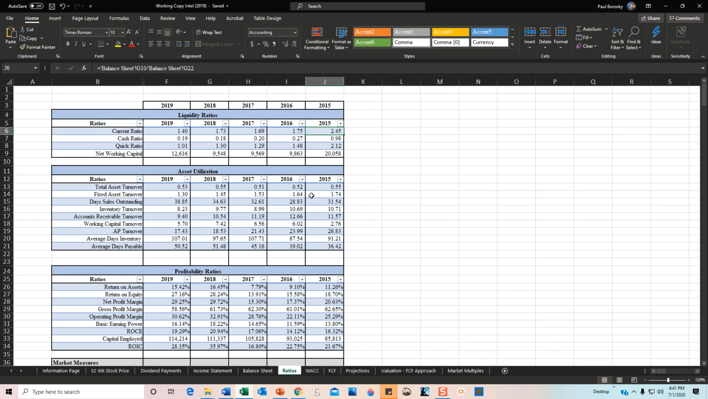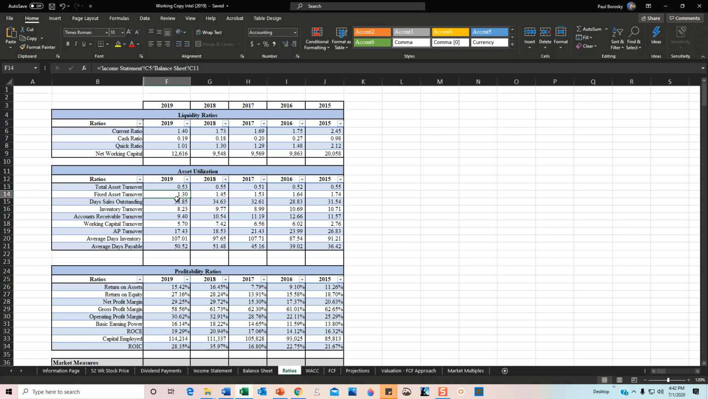So to get a better idea of how they're using their equipment, we'd go to their fixed asset turnover. This tells a detrimental story here in 1.74. They were kicking pretty good here in 2015 at 1.74 for their fixed asset turnover. However, they're using their fixed assets less efficiently. Their fixed assets are not making as much money per dollar year over year. So it's going to fall to 1.6, to 1.53, to 1.43, to 1.3. This is not a good trend.